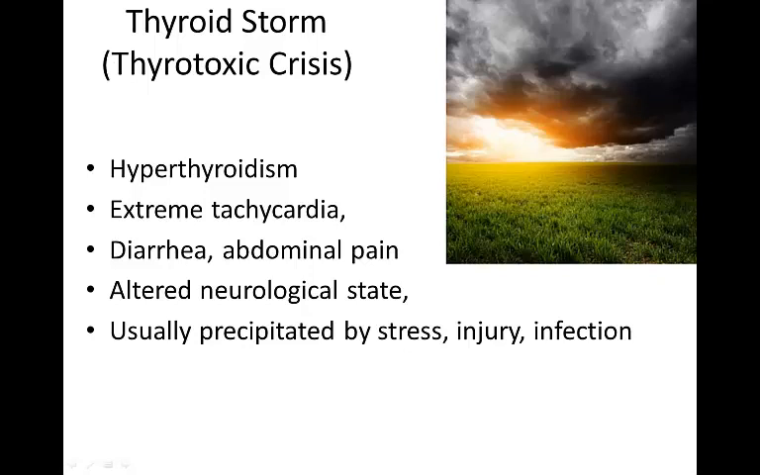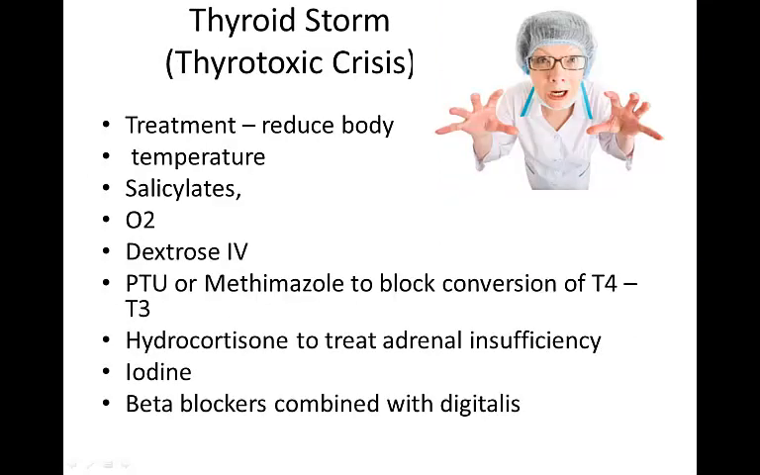Thyrotoxic crisis or thyroid storm is severe hyperthyroidism, often exhibited with a high fever, extreme tachycardia with palpitations, weight loss, diarrhea, abdominal pain, and an altered neurologic state with delirium, somnolence, even a coma. Usually it's precipitated by stress, injury, infection, an abrupt withdrawal of thyroid meds, or uncontrolled blood glucose.